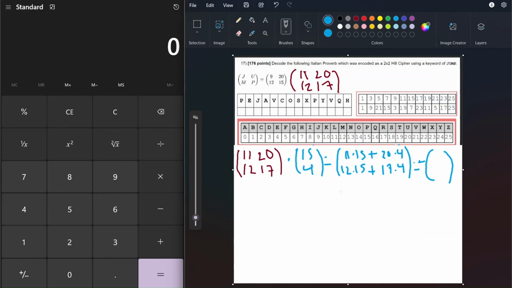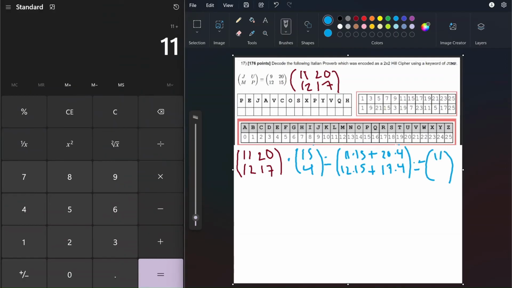So let's start doing the math. 11 times 15 is equal to 165. 165 plus 20 times 4, which is 80, right? So 165 plus 80 minus 208 minus 26, and we get 11.